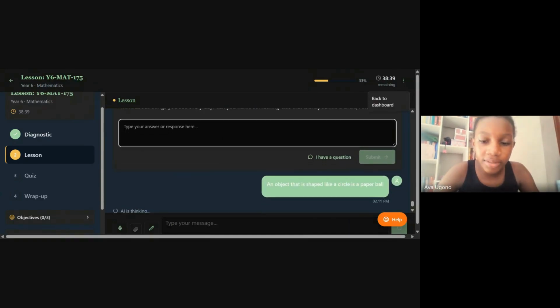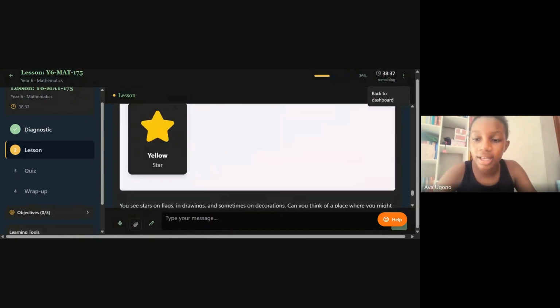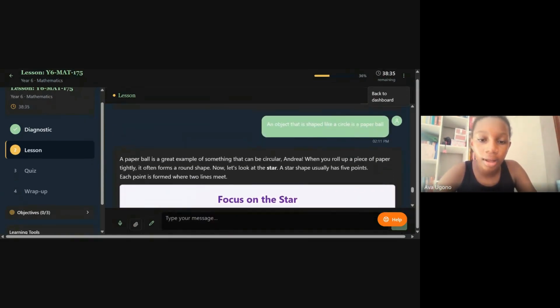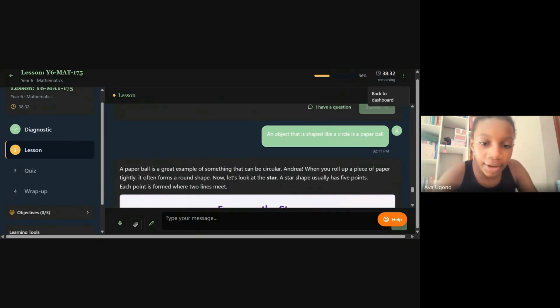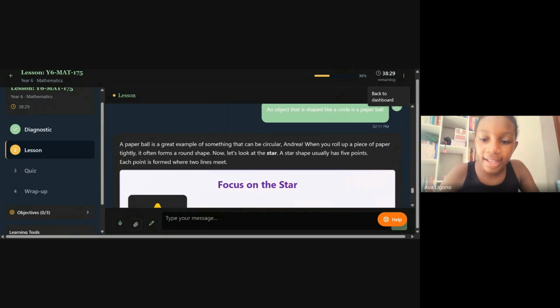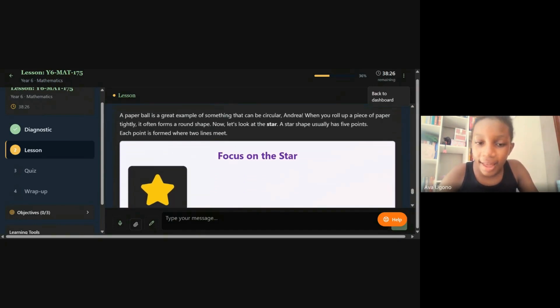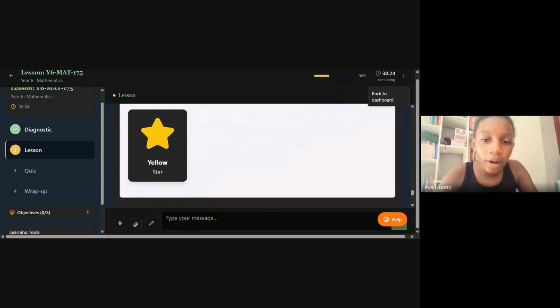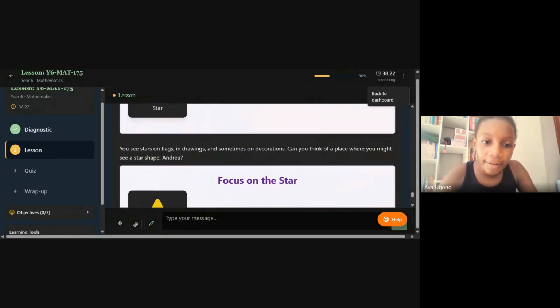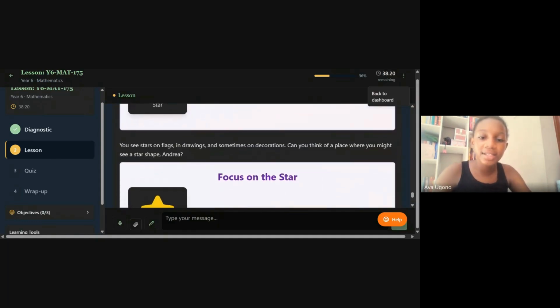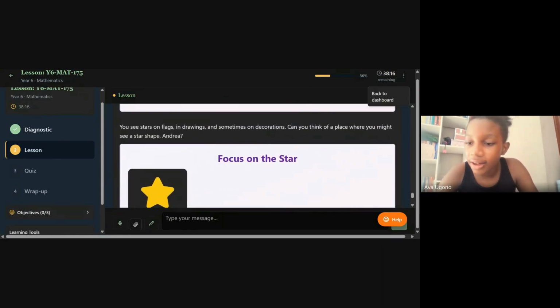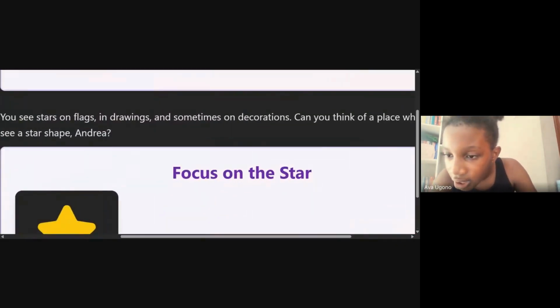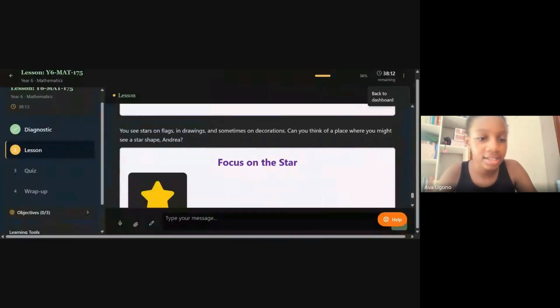I've written an object that is shaped like a circle: a paper ball. A paper ball is a great example of something that can be circular. Now let's look at the star. Each point is formed where two lines meet. You see stars on flags, in drawings, and sometimes on decorations. Can you think of a place where you see a star shape?